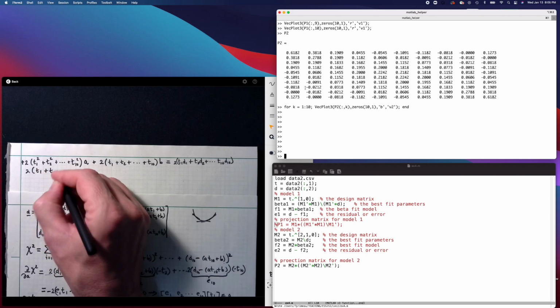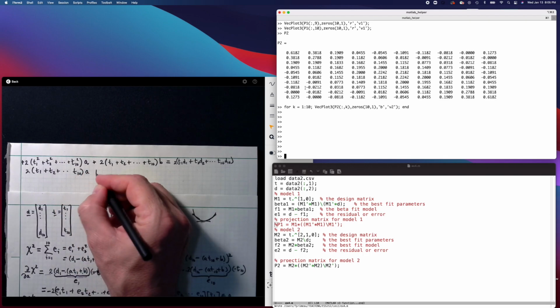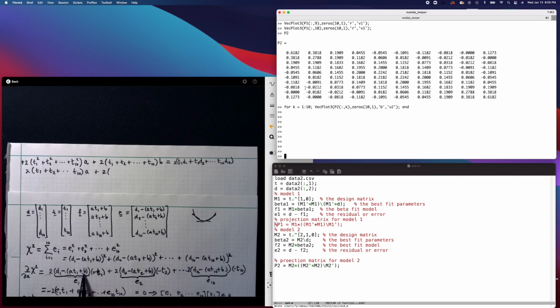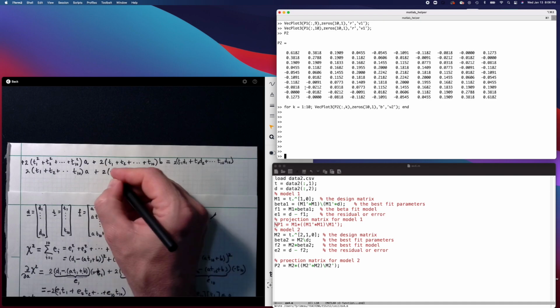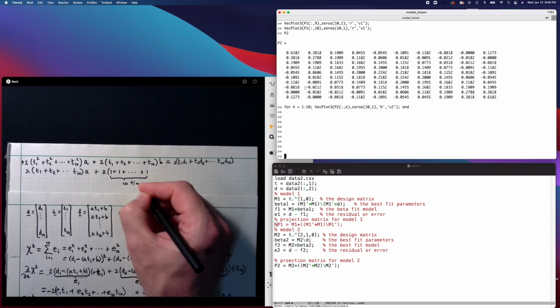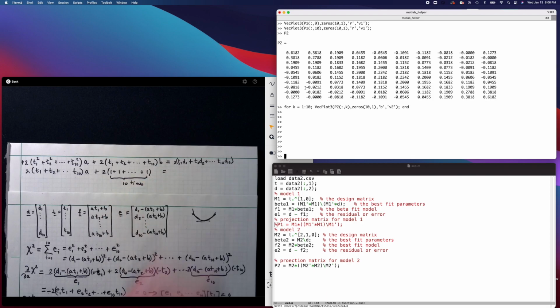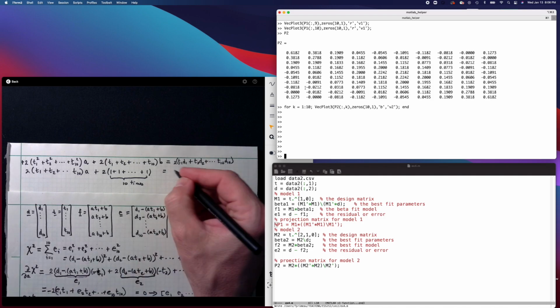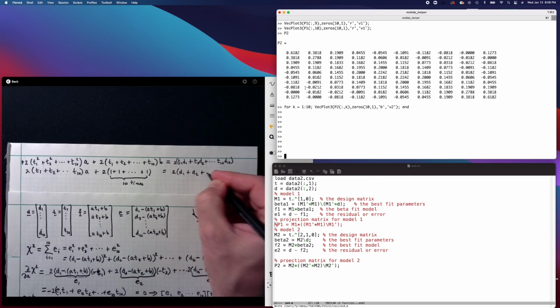t1 plus t2 plus all the way up to t10 times a, plus 2 times, and for b we have minus 2 times minus 1, which is just 2. So that's just 1 plus 1 plus 1, 10 times. So that's just equal to 10. And then on the right hand side we have 2d1 plus 2d2, and then we bring it to the other side, which makes it a minus. Oh, and there's already a minus out here, so that'll make it a plus. So it'll be plus 2 times d1 plus d2 plus dot dot dot plus d10.